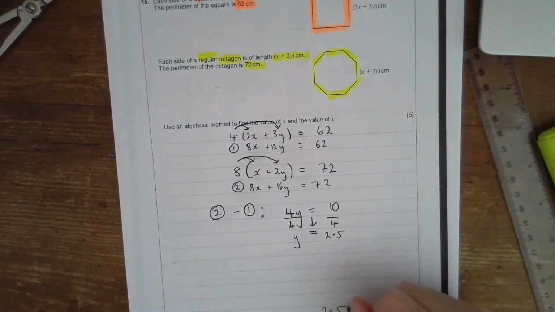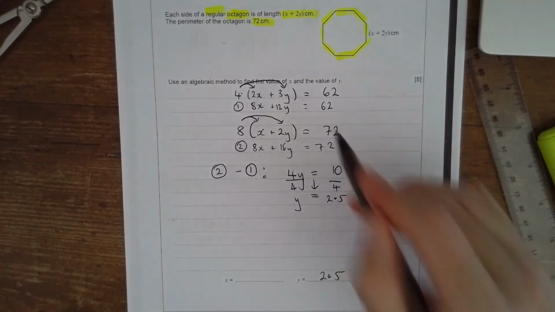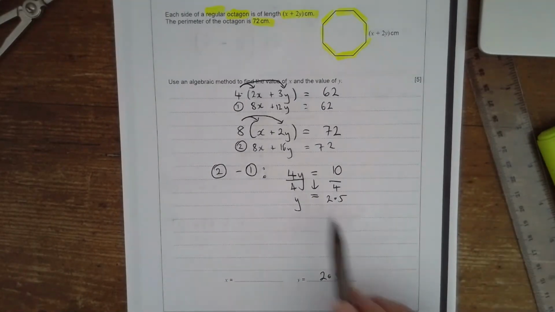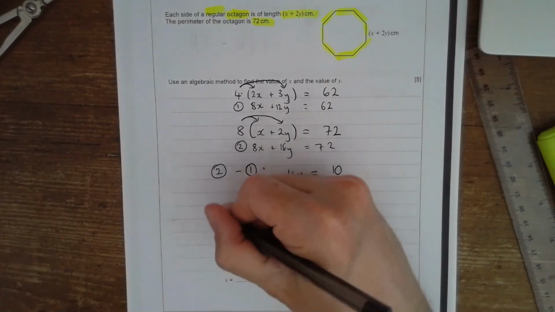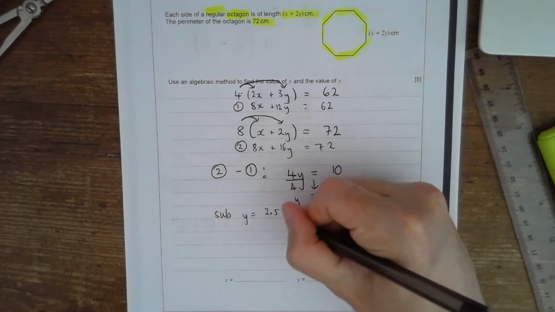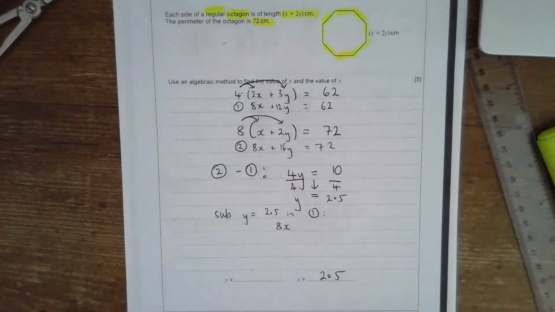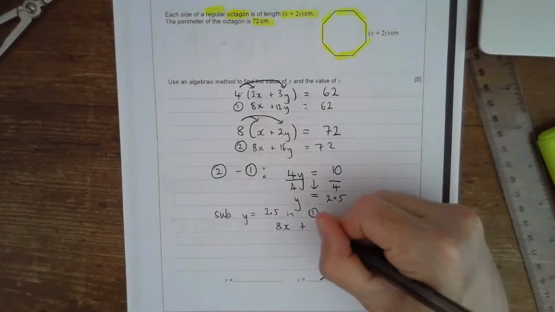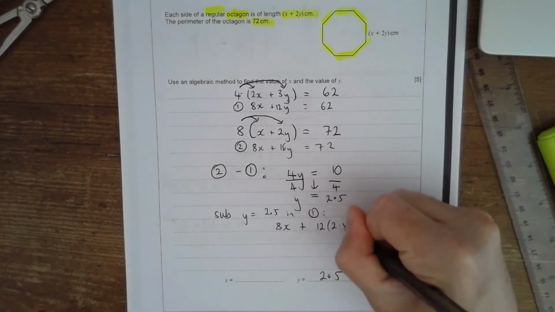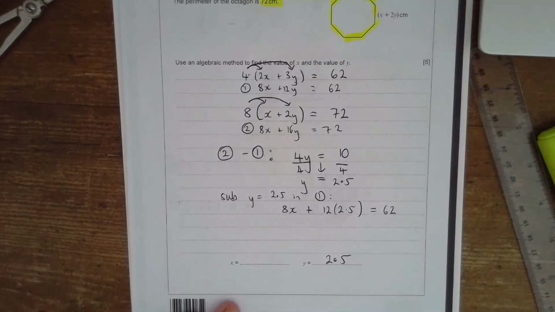So I can go and write that down at the bottom. Now I know the value of y, I'm going to substitute it back into one of the original equations, okay? Either 1 or 2. I tend to use the one with smaller numbers, so I'm going to choose 1. So I'm going to say sub y equals 2.5 in 1. So I get 8x, I don't know what 8x is, so I don't know what x is, so that stays the same, plus 12y, so plus 12 times by 2.5. That equals 62.